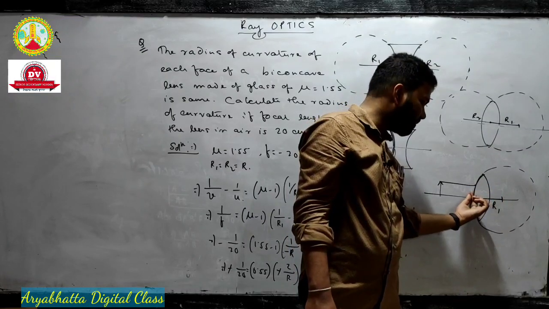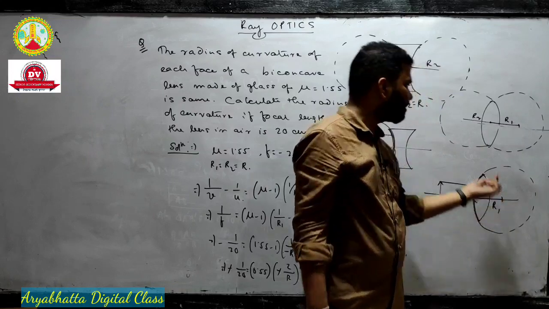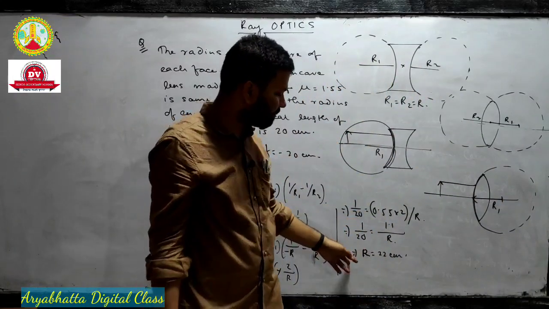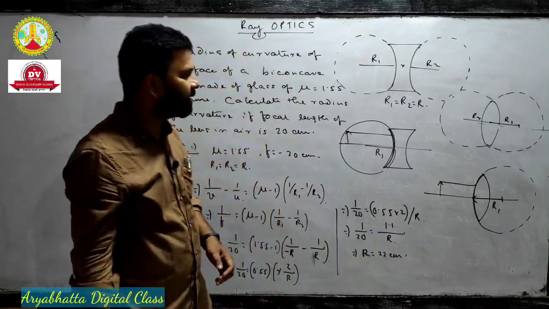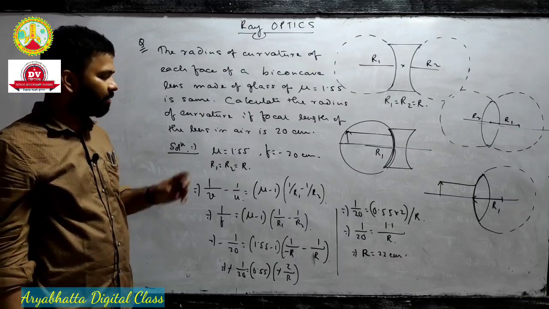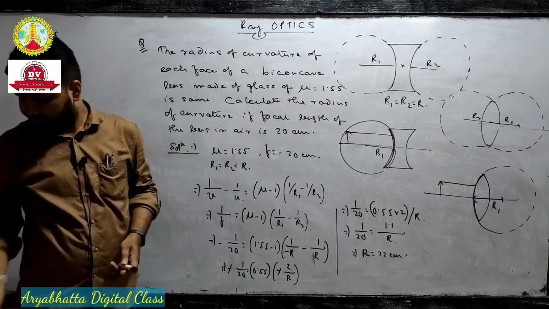This is surface number 1. So this is the radius. So what is the radius of curvature here? R will be equal to 22 centimeter. So be careful, because here you have to be very careful in the sign convention.